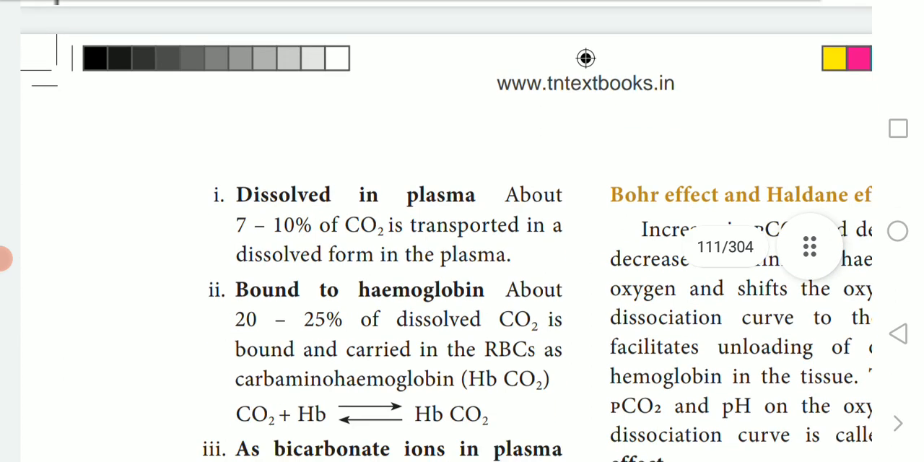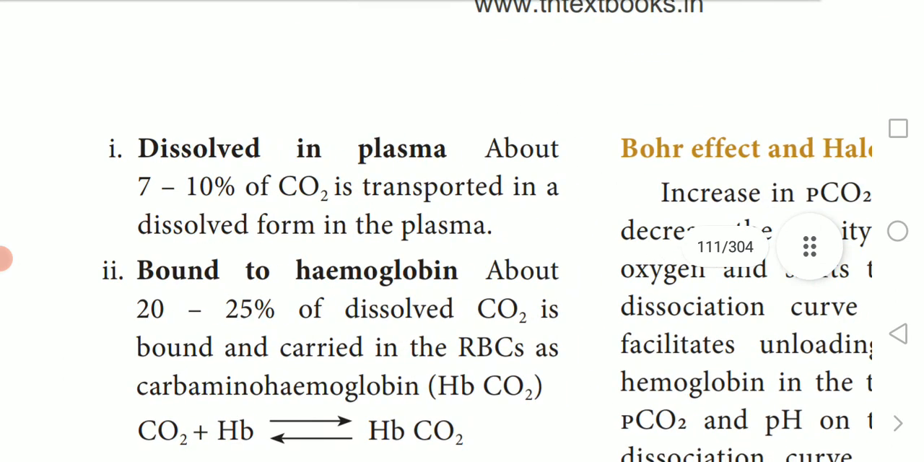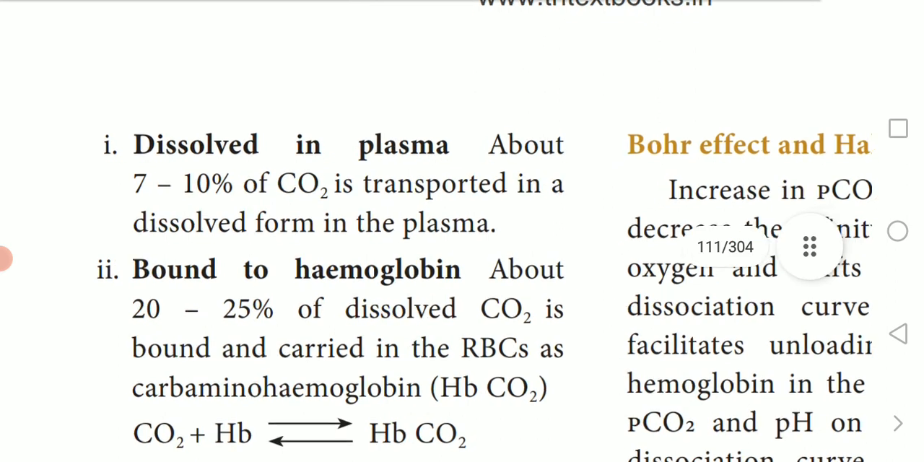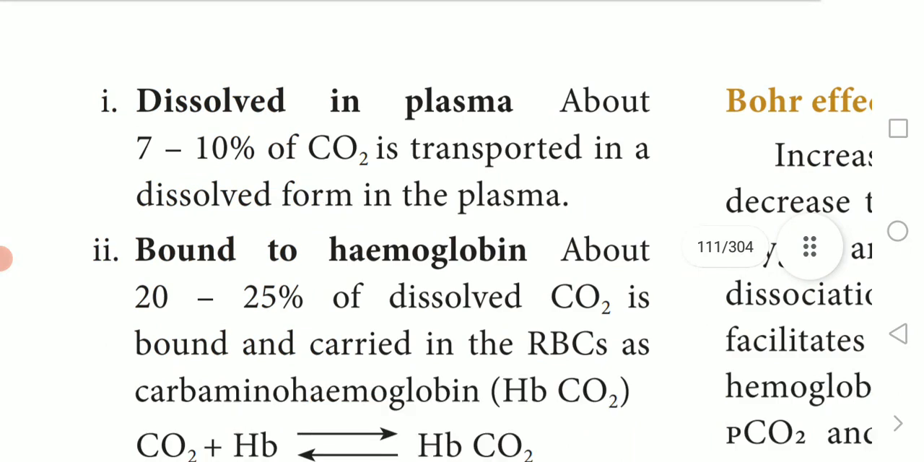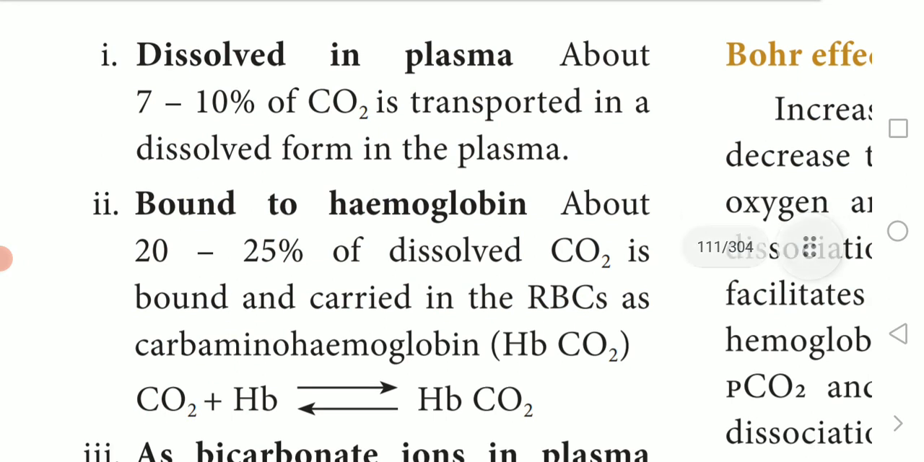The first way is dissolved in plasma. About 7 to 10% of carbon dioxide is transported in dissolved form in plasma. What is plasma? That is one of the components present in the blood. That is the first step of transporting carbon dioxide.